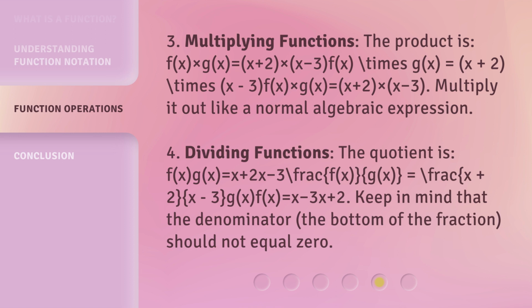4. Dividing functions. The quotient is f(x) over g(x) equals (x plus 2) over (x minus 3). Keep in mind that the denominator, the bottom of the fraction, should not equal 0.